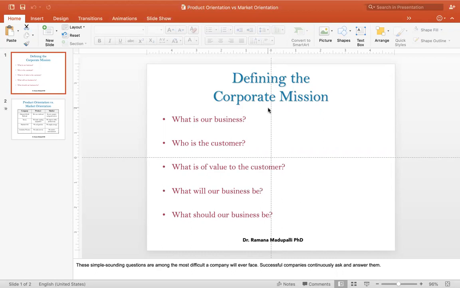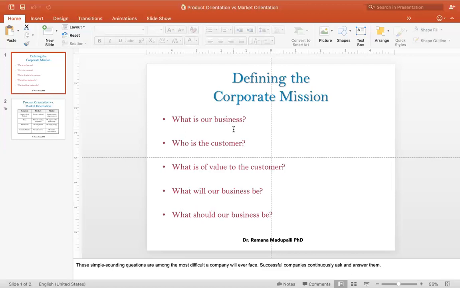Now, before coming up with a specific definition of the orientation that they're going to use, the first and foremost thing they have to finalize is their overall mission, if there is any change from the past. Generally, a corporate mission can be defined in terms of these five simple components. What is our business? What line of business are we in? Who is the customer? What is the value to the customer?